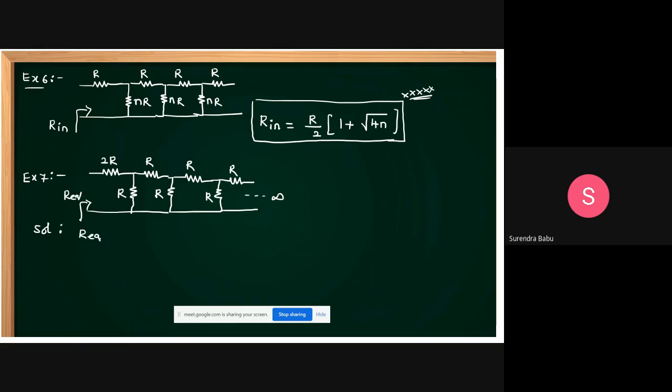Students, what is R equivalent? Quick. This R equivalent you can write as R plus R. Then R plus becomes Rn. What is Rn, students? 1.618 R. What you can get? 2.618 R over. Understood? 2.618 R.